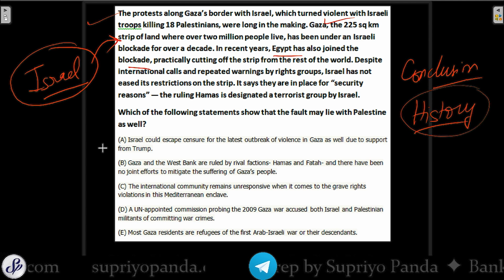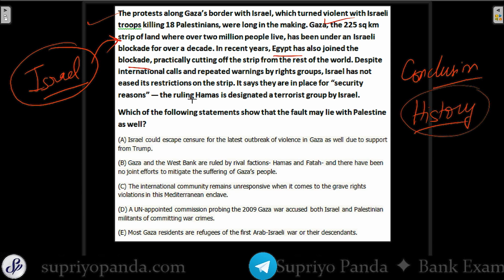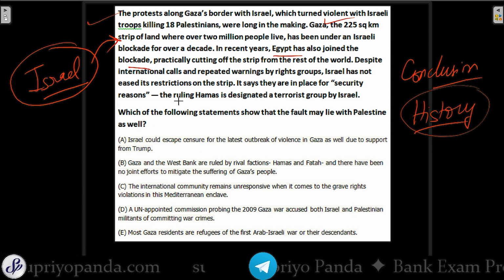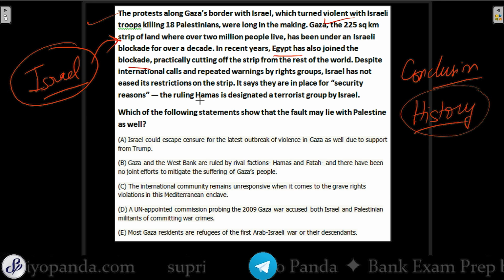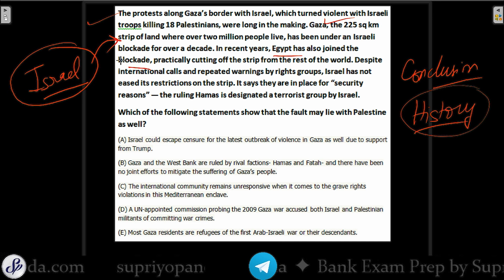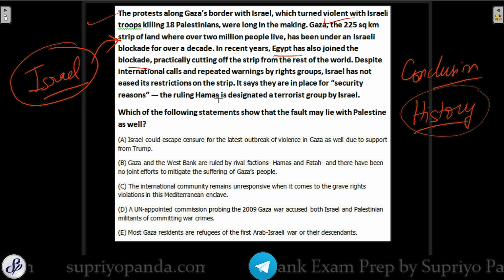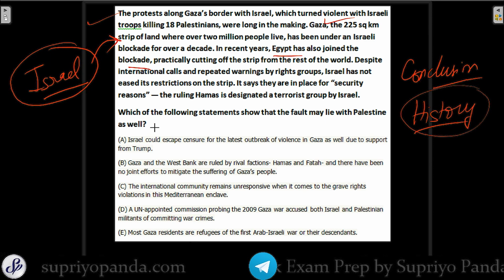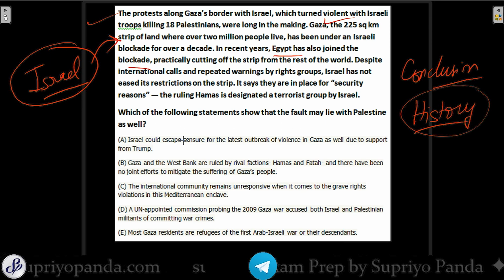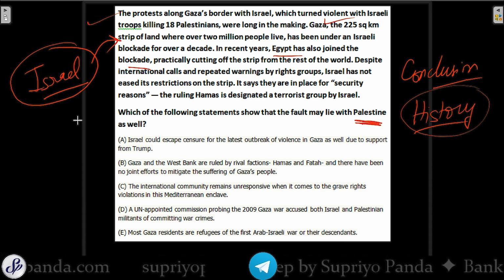Now what is being asked over here is that you have to actually disprove the conclusion. This type of question also comes where you are asked to just check whether the conclusion is true or not. That is what you are being asked to do in this question. That is why I said that the conclusion was not stated. So which of the following statements show that the fault may lie with Palestine as well? Your conclusion has to be falsified somehow.